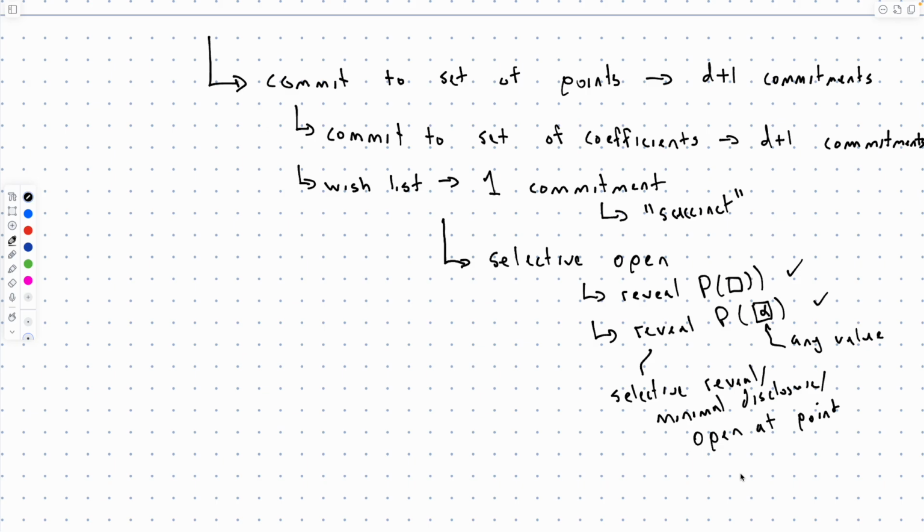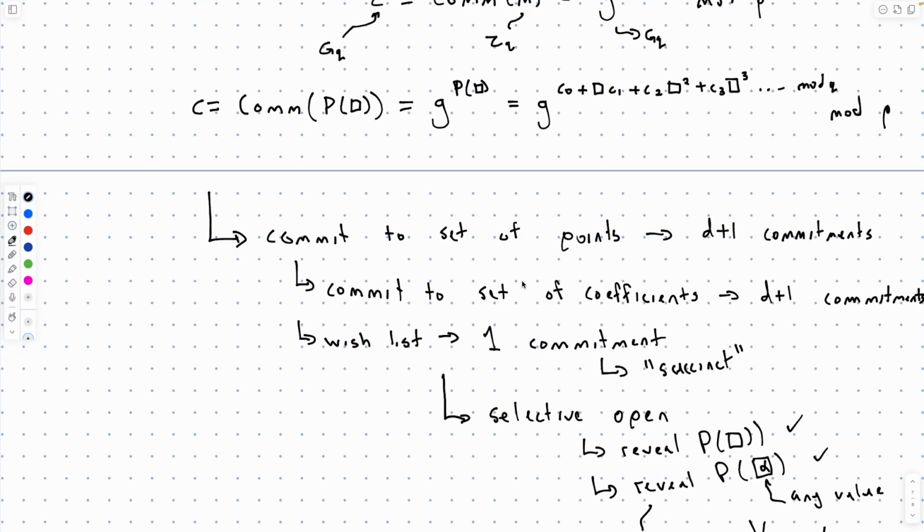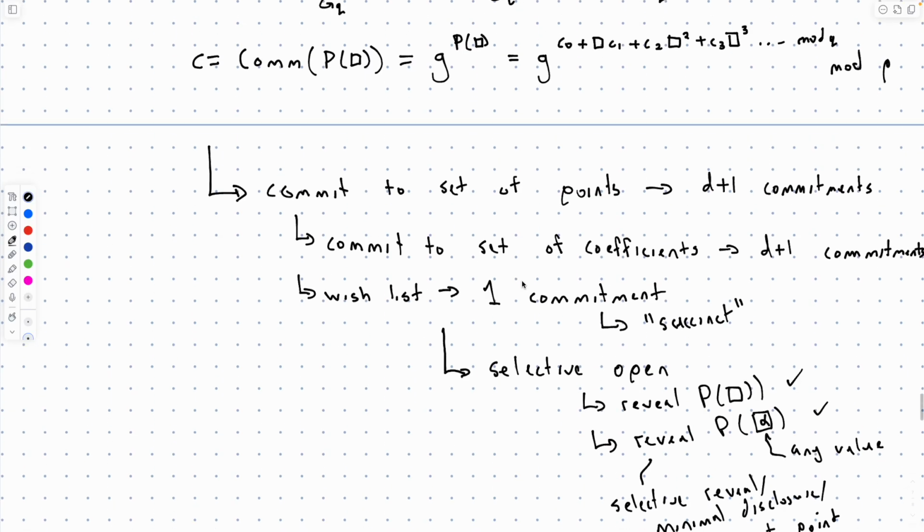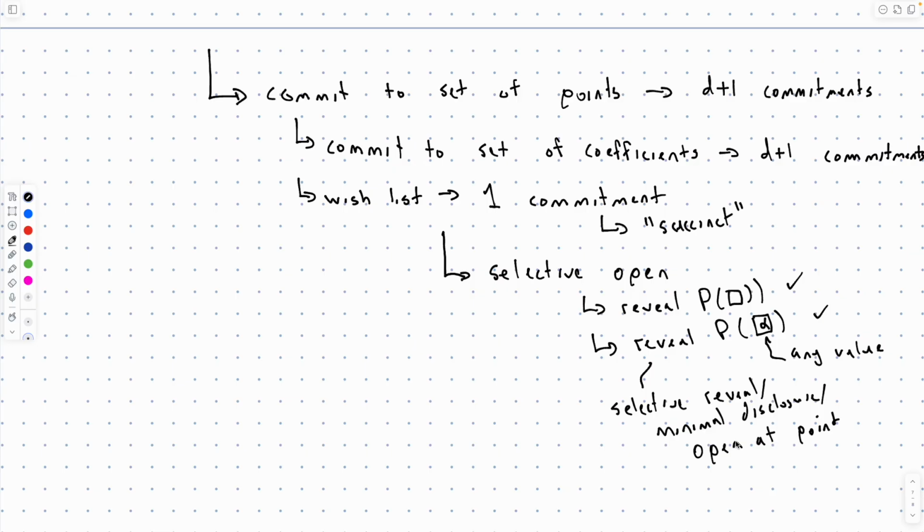And so you'll only learn what it is at that one point. And in order to do this, I'm not going to be able to just give you a value and then you do it. We're going to have to engage in a kind of protocol. So we're going to go back and forth, and I'm going to convince you that this value is correct. So envision a protocol where I'm proving to you that the polynomial opens at this point.